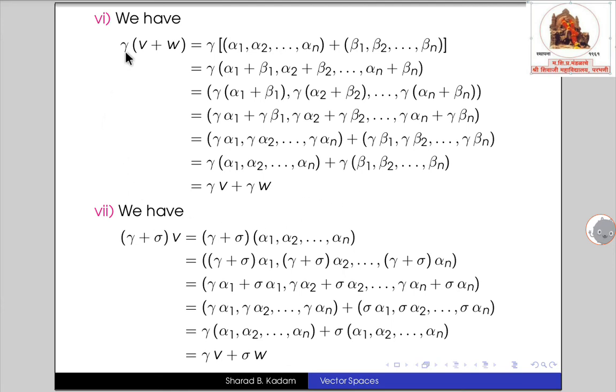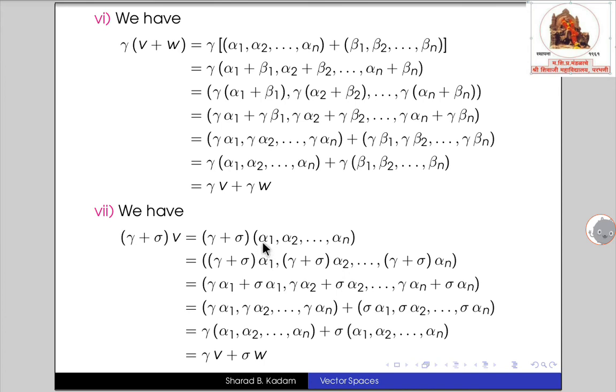So we have shown that gamma into (v plus w) equals gamma into v plus gamma into w. Next, the seventh property. So we have (gamma plus sigma) into v. Here gamma and sigma both are scalars, whereas v is a vector. Gamma plus sigma, and v equals (alpha 1, alpha 2, alpha n).